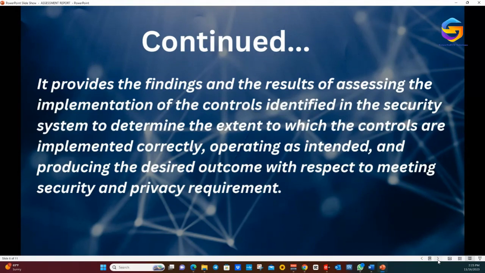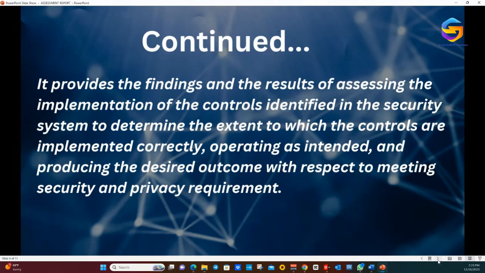Now let's continue. It also provides the findings and the result of assessing the implementation of the controls identified in the security system to determine the extent to which the controls are implemented correctly, operating as intended, and producing the desired outcome with respect to meeting security and privacy requirements. Remember, we said in our previous videos that the essence of the control implementation is to protect the system that is being developed from hackers. So therefore, after the controls have been selected, we have to implement them.